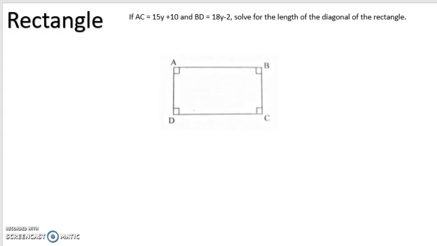Okay, the last example I'm going to show you is a rectangle. If nothing is labeled on your rectangle, you want to start by labeling everything that the problem actually gives you. It says that AC is the diagonal of your rectangle, so that's 15y plus 10. And further, we have that BD, which is the other diagonal, is 18y minus 2.